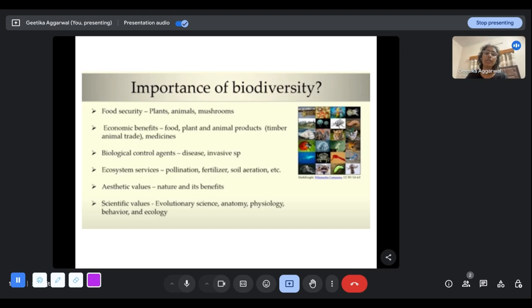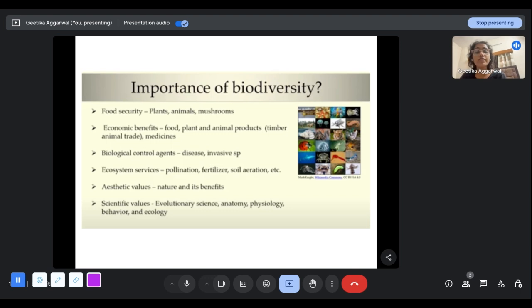Highly biodiverse areas also offer you a lot of ecosystem services, for example, pollination services, fertilizers, soil irrigation, and things like that. And it has better aesthetic values because nature is very calming to look at.